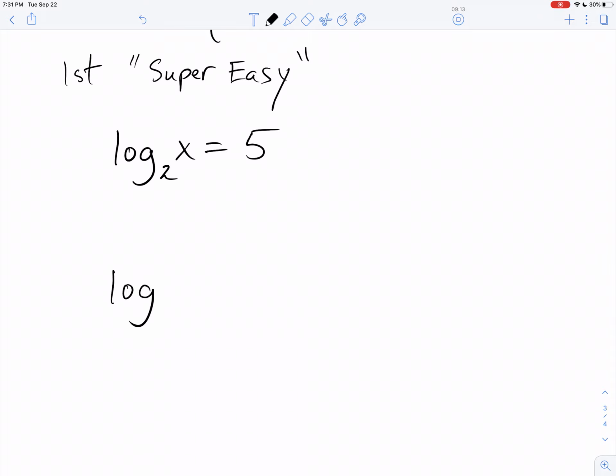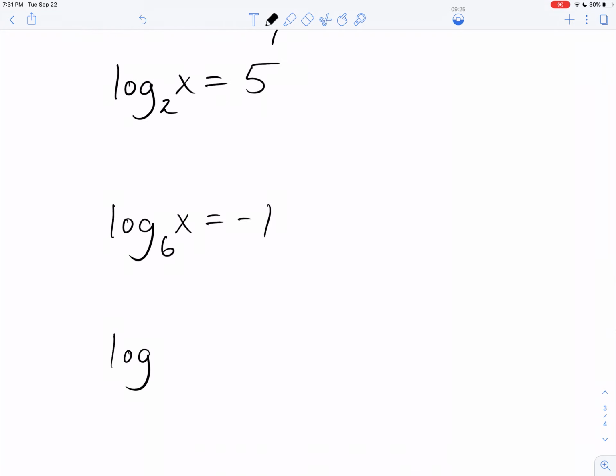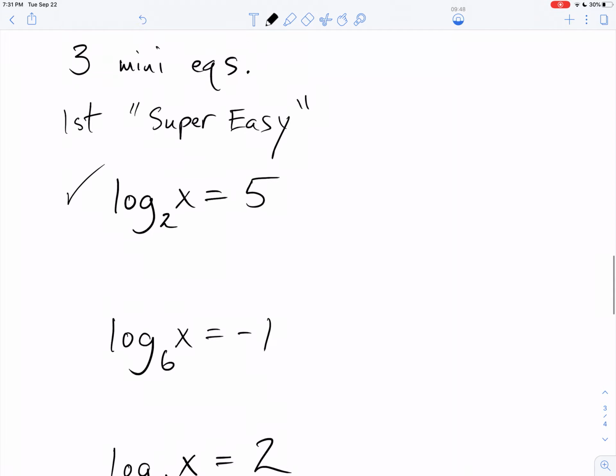Here's another one. Log base 6 of x equals -1. Super easy equation. Let's do one more of the super easies. I'm just making these up. Log base 1/2 of x equals 2. And you might go, none of that looks easy to me, Mr. Bogushevitz. That does not look easy. Well, let me show you how easy it is. The answer to the first one here is 32. How do I know that? Because I know how to solve a super easy mini log equation.